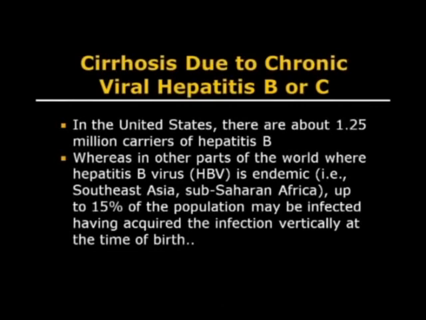In the United States, there are about 1.25 million carriers of hepatitis B, whereas in other parts of the world where hepatitis B is endemic, that means it exists continuously, like Southeast Asia, sub-Saharan Africa, up to 15% of the population may be infected, having acquired the infection vertically at the time of birth from their parents, right?